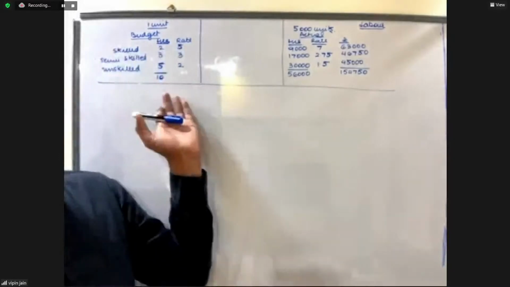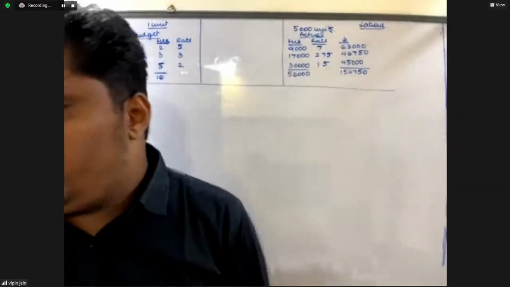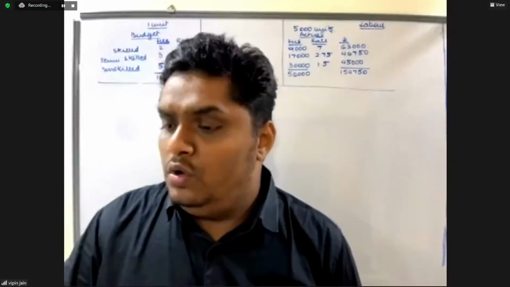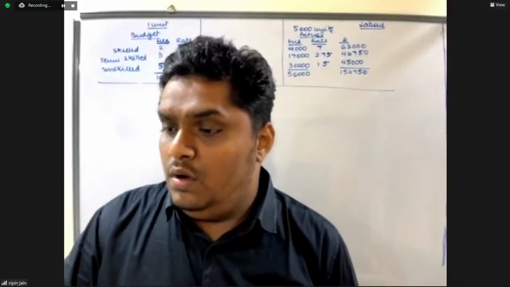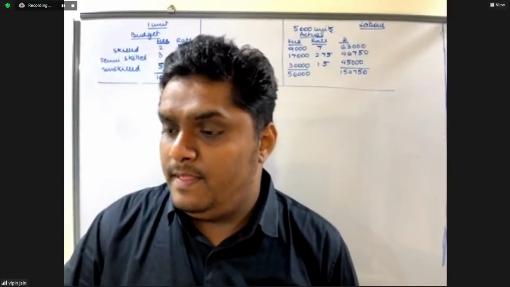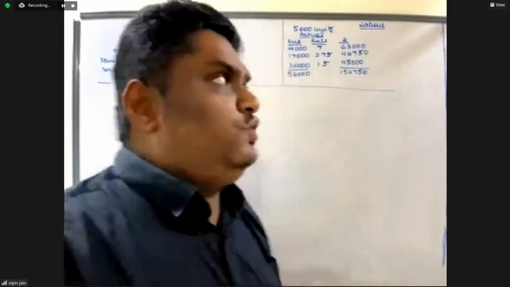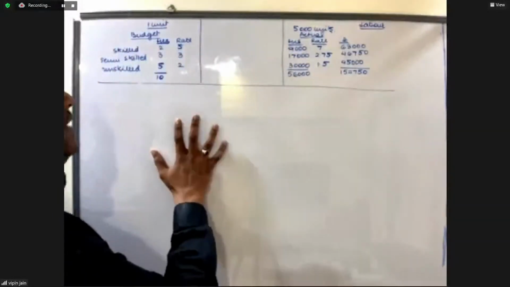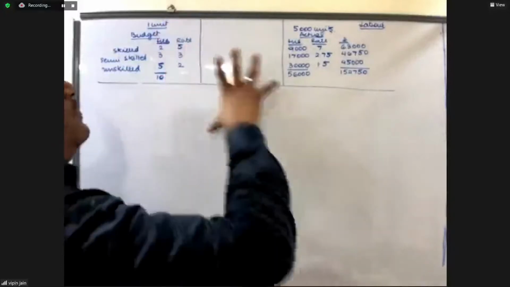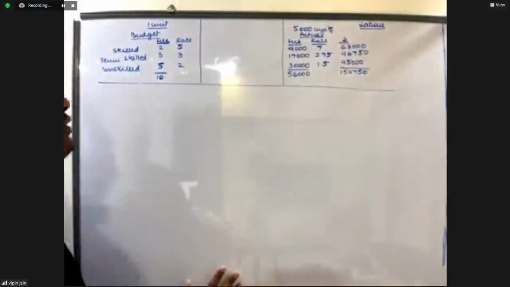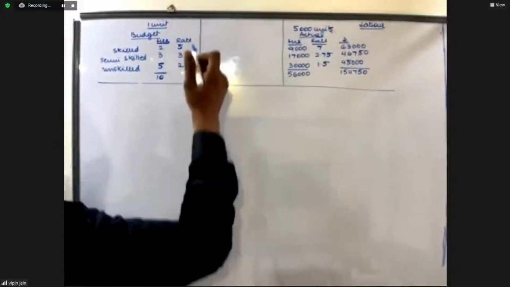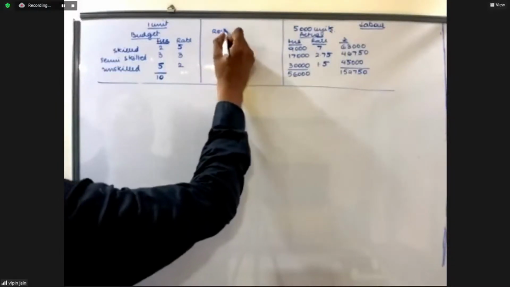Yes, guys, are these two figures comparable? Waiting for your answers. No, no, no. Perfect. See, these two figures are not comparable because this data is for 1 unit of output and this data is for 5,000 units of output. So herein we have to make it comparable.